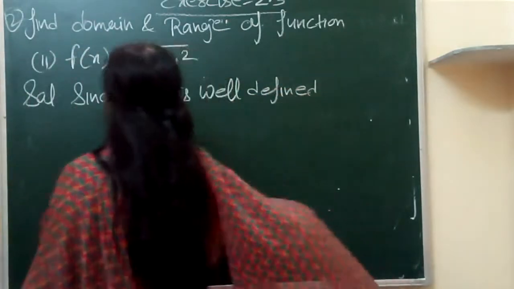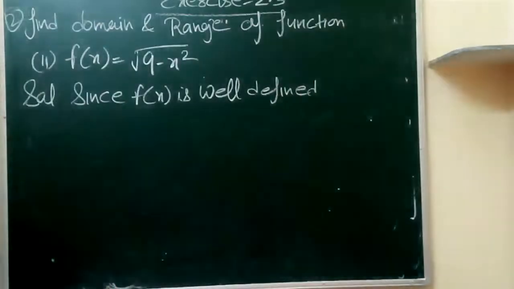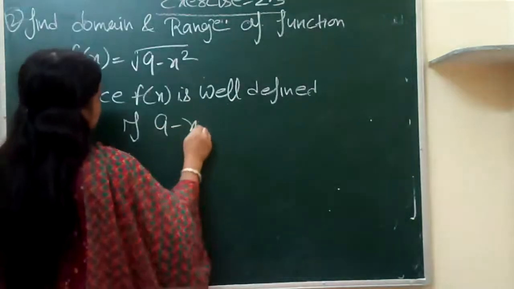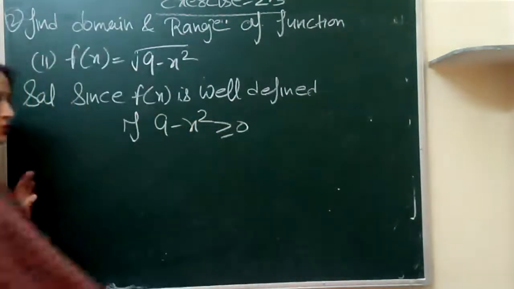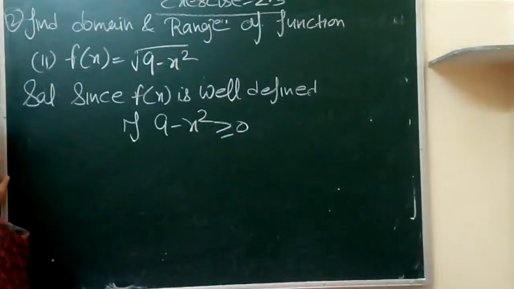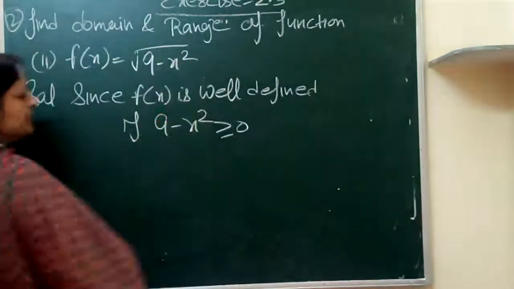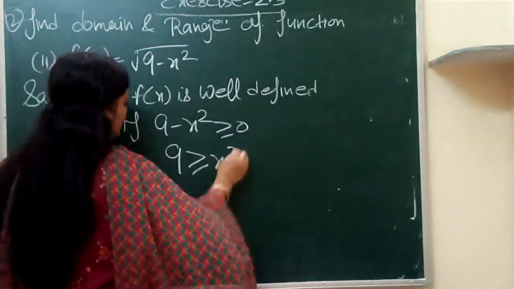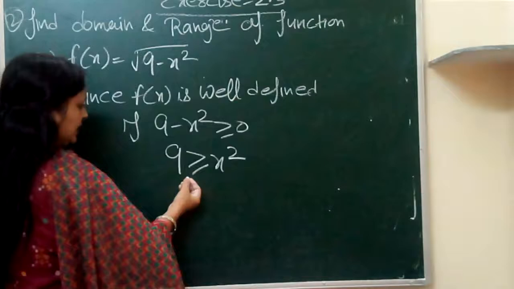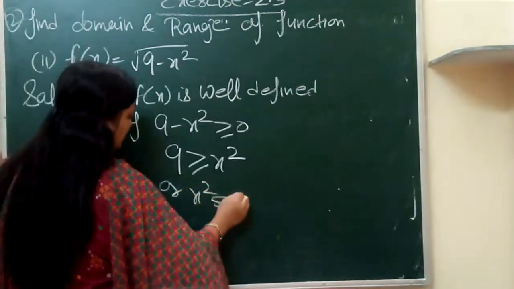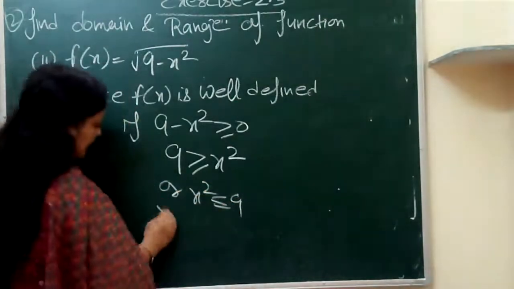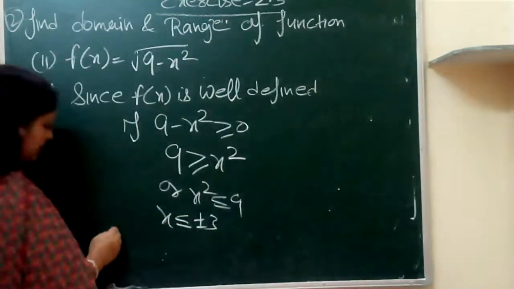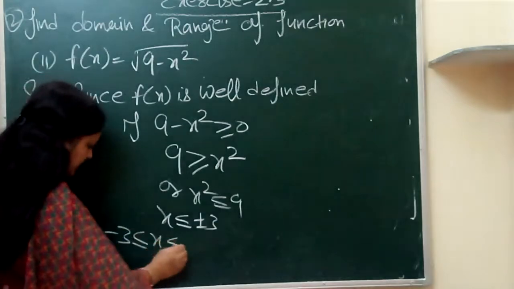Now f of x equal to root of 9 minus x square. We take 9 minus x square greater than or equal to 0, because the root of 9 minus x square would otherwise be a complex number. So 9 is greater than or equal to x square, or x square less than or equal to 9, both are the same thing, and then x is less than or equal to plus minus 3. So it will come minus 3 less than or equal to x less than or equal to 3.